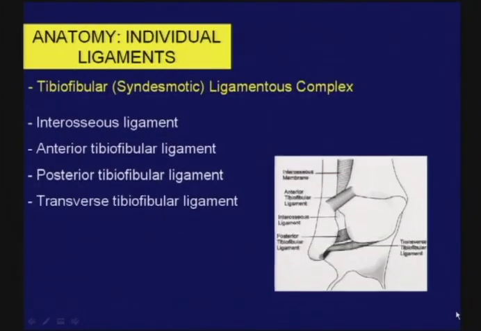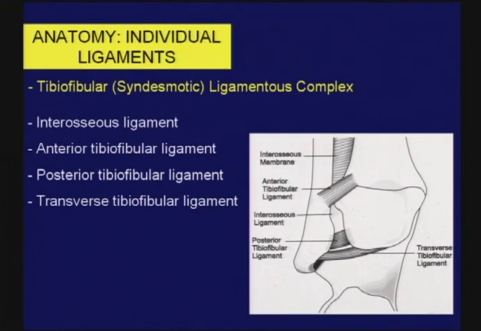We move on to our third area, and that is the syndesmotic ligamentous complex, of which there are 4 ligaments. The interosseous ligament, which is a continuation of the interosseous membrane, it's here. The anterior tibiofibular ligament, shown here. The posterior tibiofibular ligament, shown here. And the lowest one, called either the transverse or inferior transverse ligament, shown here.